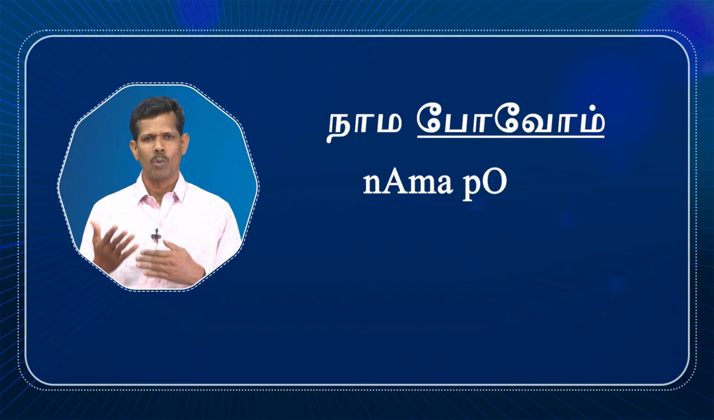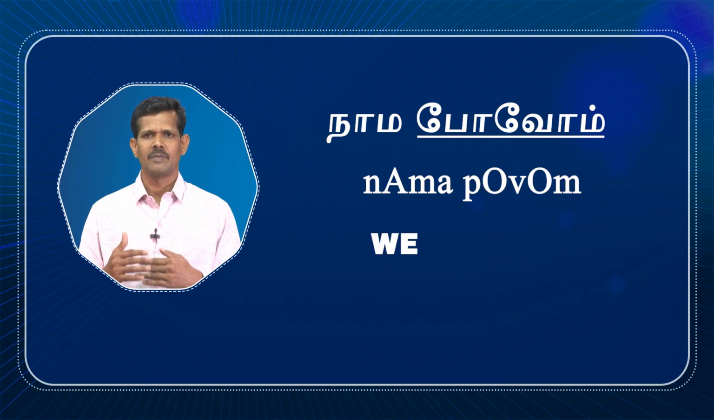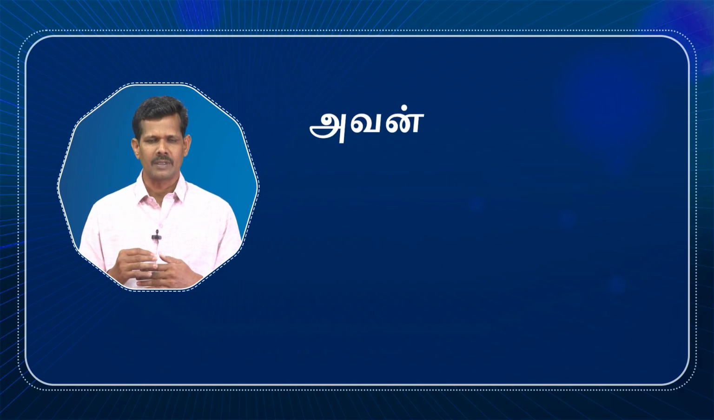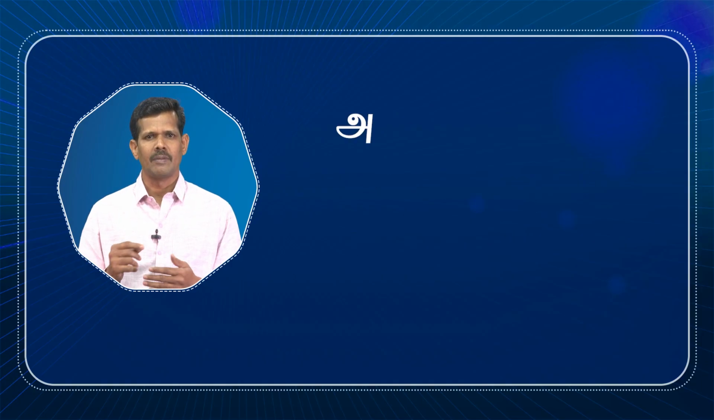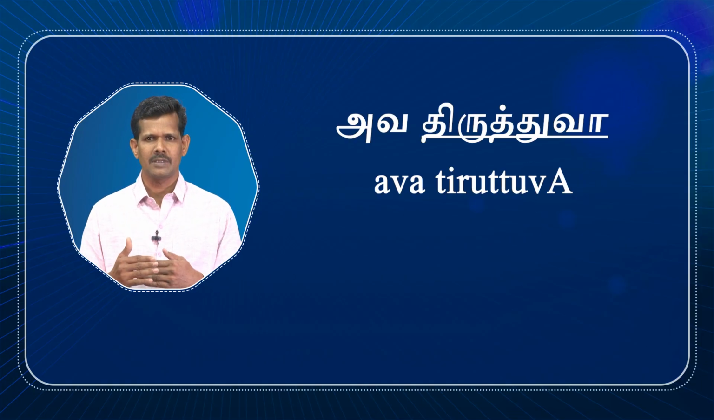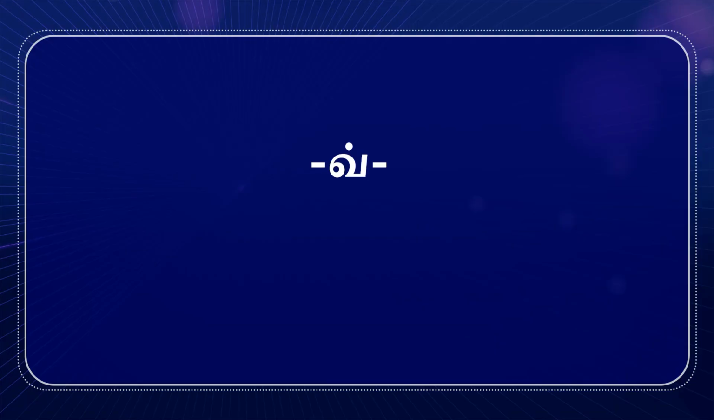Let us move on to the second future tense marker, u, and we will see some examples for the same. Nama povom, which means we will go. Avan எழுதுவான், which means he will write. Ava திருத்துவா, which means she will correct. In the above examples, u is used as future tense marker.